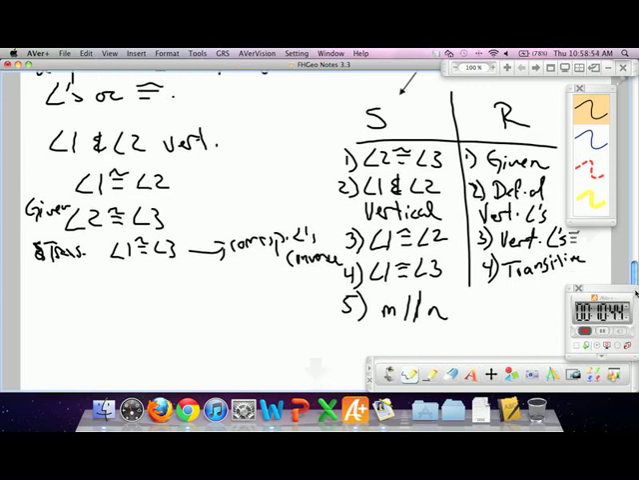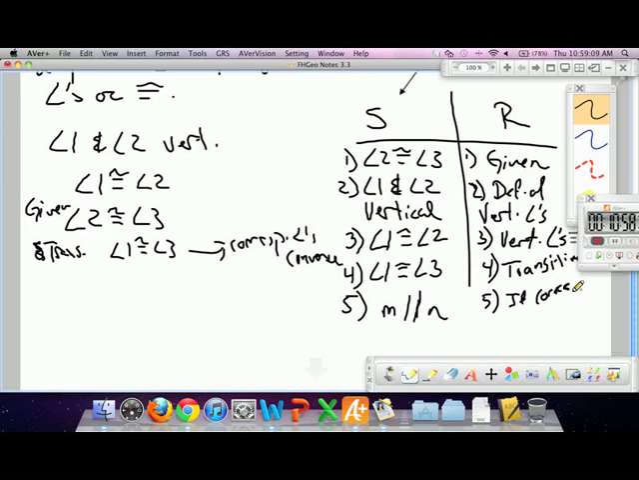This is what I like to do: I just say if corresponding angles are congruent, then the lines are parallel. If you don't remember the name, a quick explanation of what this theorem says would be fine too. Or you could just call it by its name, the corresponding angles converse.